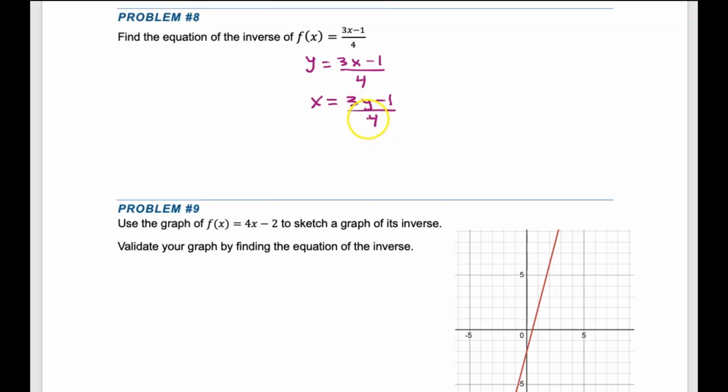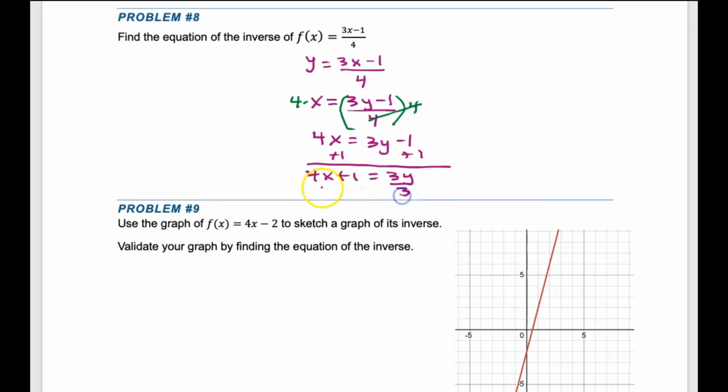Then we need to solve for y, so let's first multiply both sides by 4 so that we can get rid of that denominator over here. That's going to leave us with 4x equals 3y minus 1. So let's add 1 over to the other side, giving us 4x plus 1 equals 3y. And then to get y by itself, we need to divide by 3. 3's divide out.